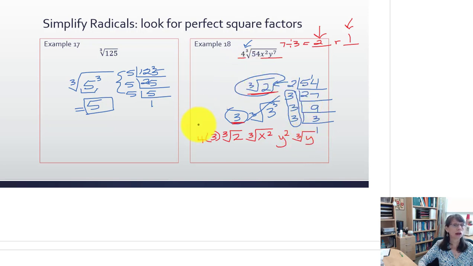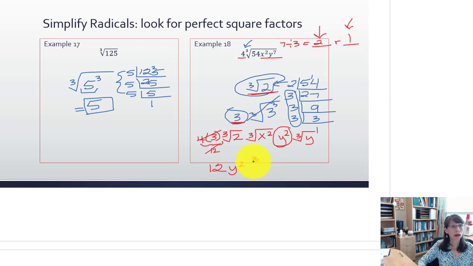So all I have to do now is start with writing the terms that have cleared the radical. 4 times 3 is the same as 12. So I'm going to have 12 clearing the radical. So I've accounted for that. y squared has also cleared the radical. And those are the only terms that have cleared the cube root.